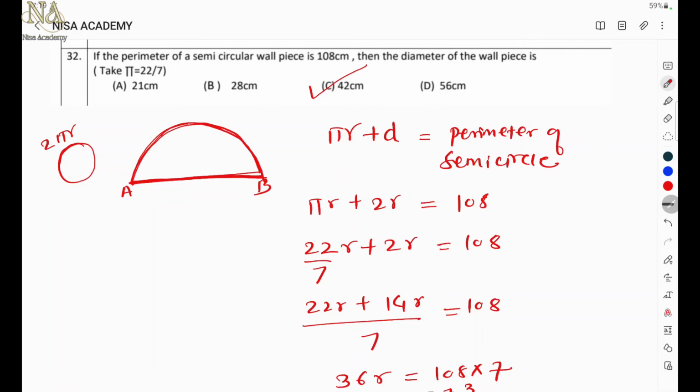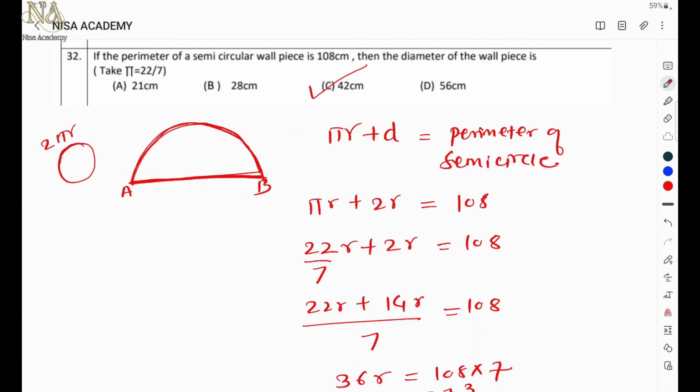So remember, the perimeter or circumference of a semicircle will be pi r plus the diameter, not just pi r. Many of you will make a mistake: the circumference is 2 pi r, so half of that is pi r. No, because a semicircle is what? When the diameter divides the circle into exactly 2 parts, that is called a semicircle, the half part. So you have to consider this diameter, the outer edge. So pi r plus d is the perimeter of the semicircle. Yes? Okay.